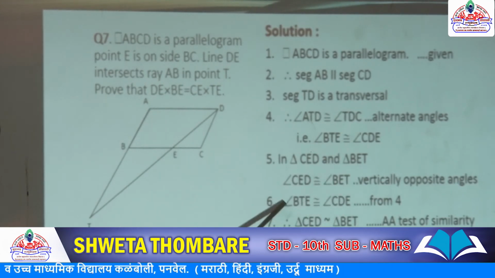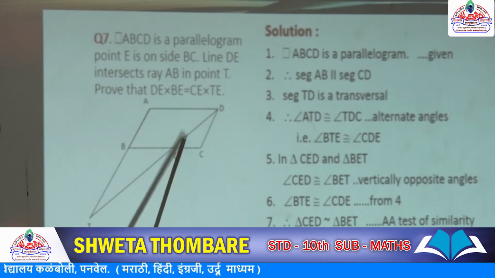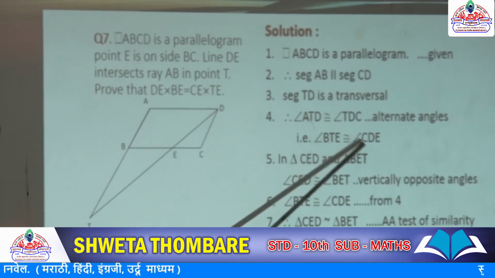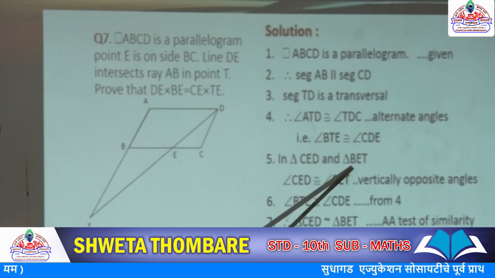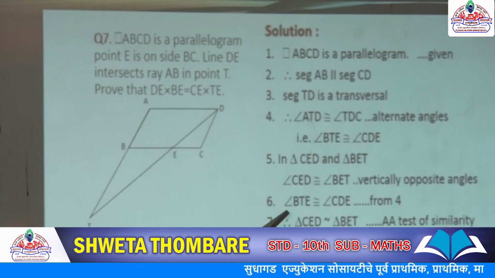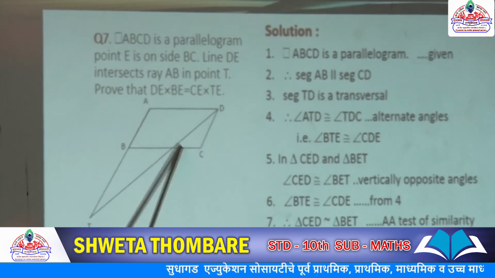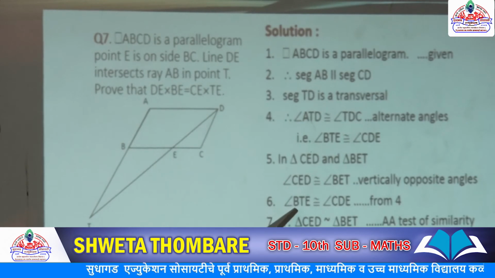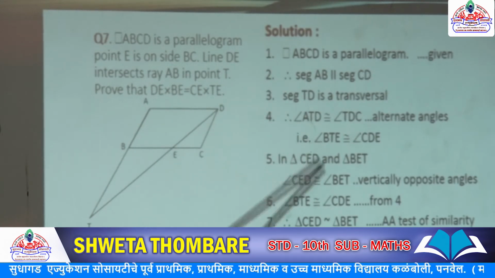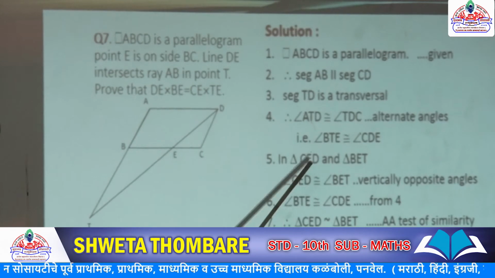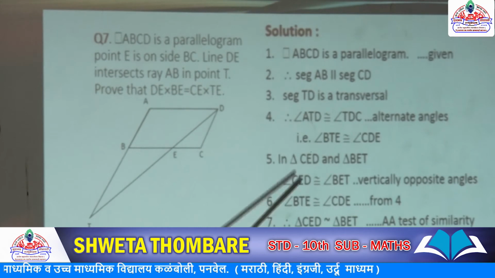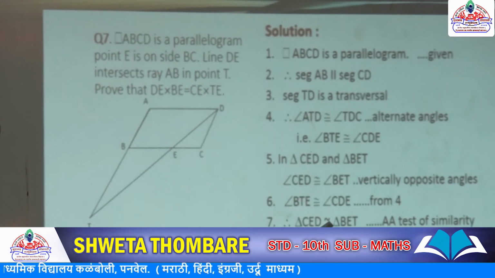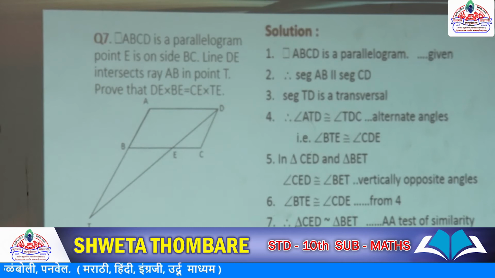Okay, here is one pair we are getting, and the first one we had already proved, so I just copied that. So in both of these triangles, I am getting 2 pairs of angles congruent. One is the vertically opposite angle, which we get directly from the figure, and the second one we had proved in equation number 4. As in these triangles 2 pairs of angles are congruent, therefore we can say these 2 triangles are similar. So triangle CED is similar to triangle BET.